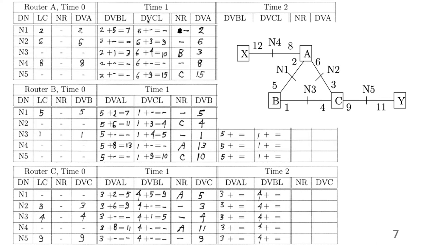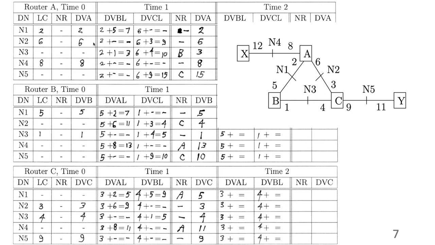So the routing tables are exchanged, and they're exchanged simultaneously. The next step would be for router A to make a decision about what the best route is to get to network N1. Regarding network N1, router A has three choices: 2, 7, and dash. Dash means it doesn't know anything about this. The 2 is the smallest of these three numbers, and so 2 would be the distance vector to network N1. In this case, there's no next router, because router A will put the packet on network N2 directly.